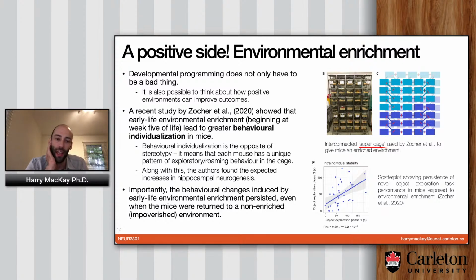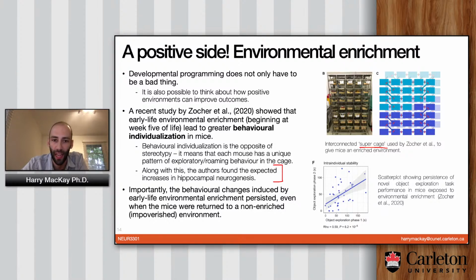And naturally, if you know a few things about the brain, this also led to increases in hippocampal neurogenesis, because most of the good things you can do to mice cause neurogenesis in the hippocampus to increase. And the behavioral changes persisted even after the mice were removed from this enriched environment and taken to an impoverished environment. And so you can see the persistence.